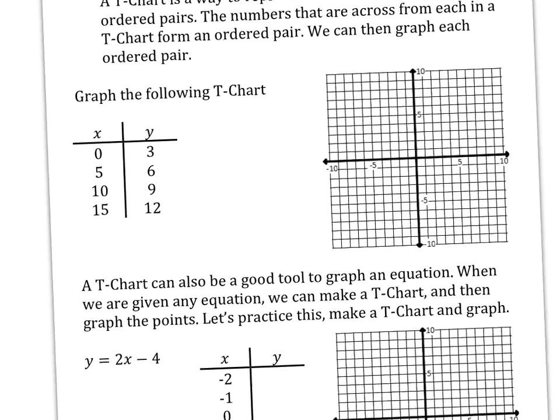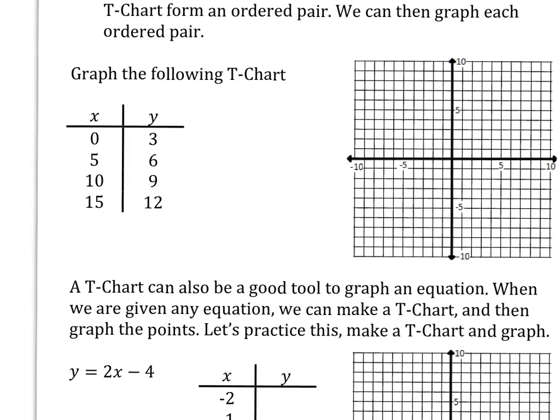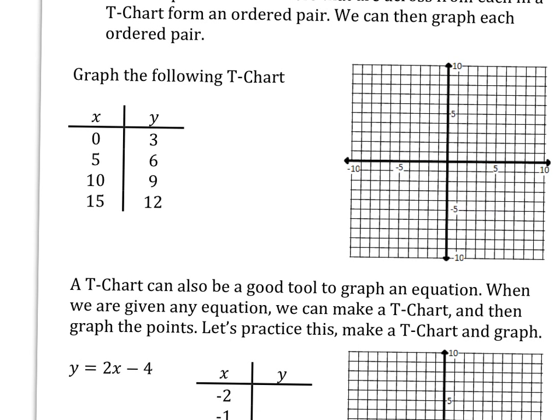So let's look at this t-chart or this table right here. For example, 0, 3 would be an ordered pair. 5, 6, 10, 9, and 15, 12 would all be ordered pairs to graph. And together, they form a linear equation or a straight line. So let's go ahead and graph these ordered pairs.